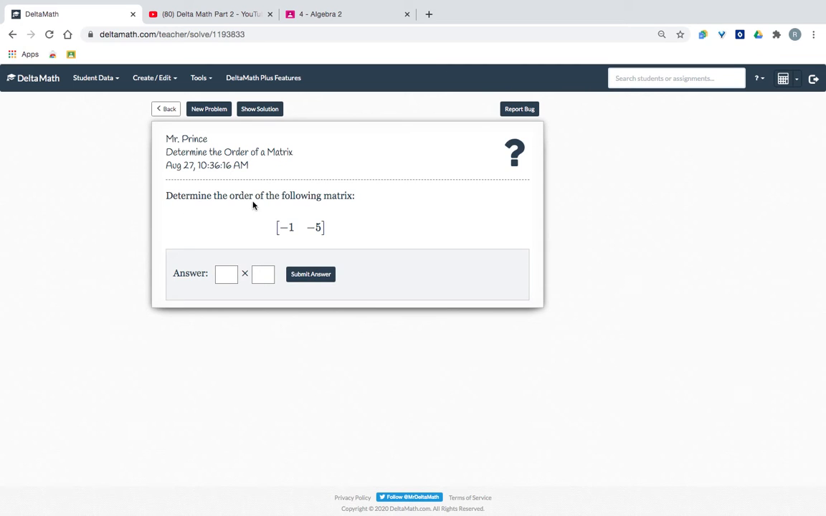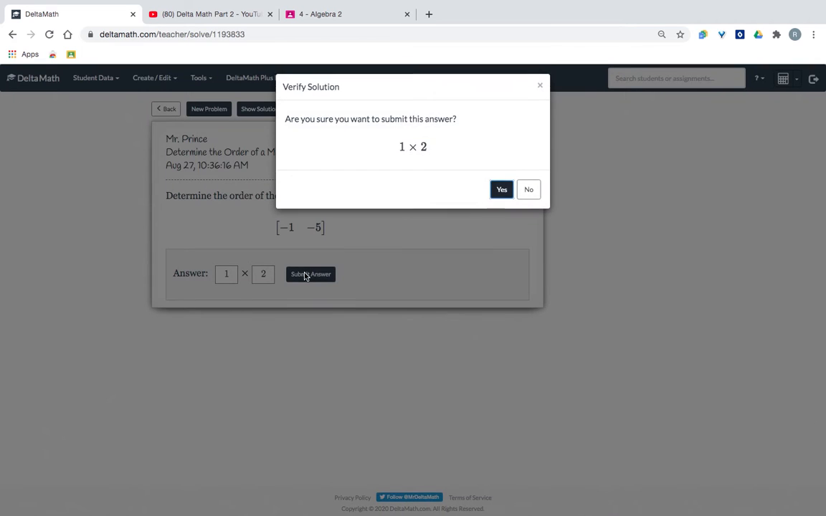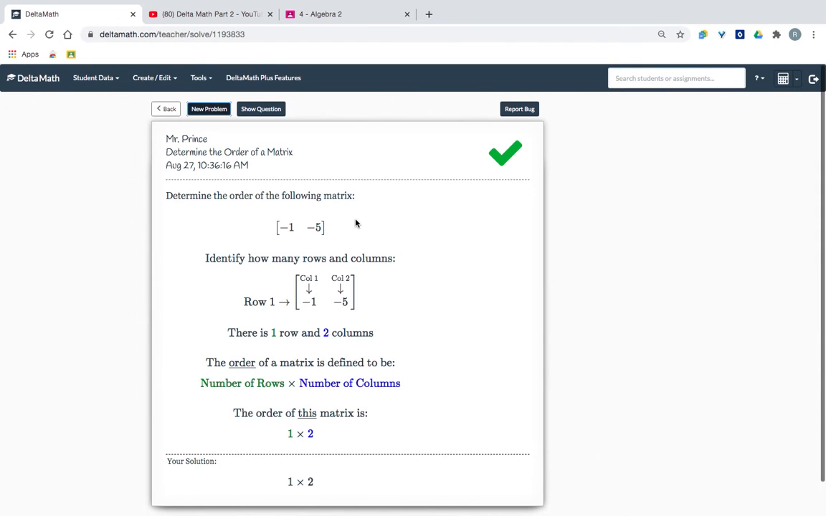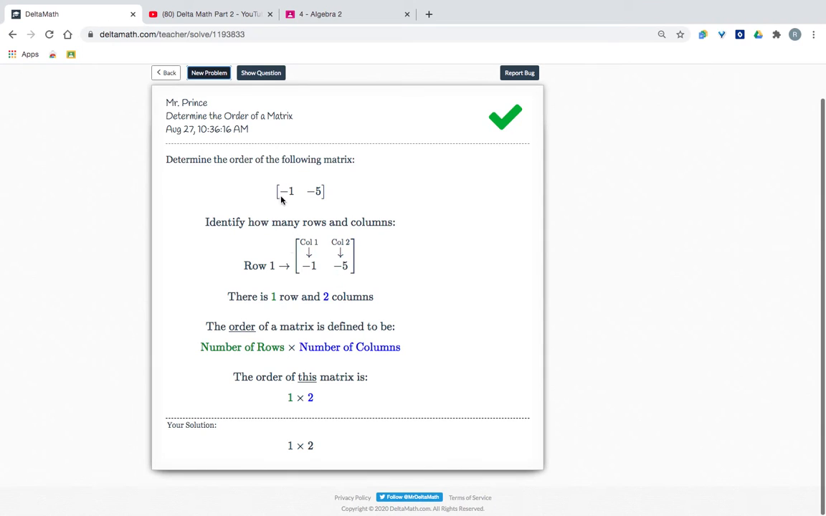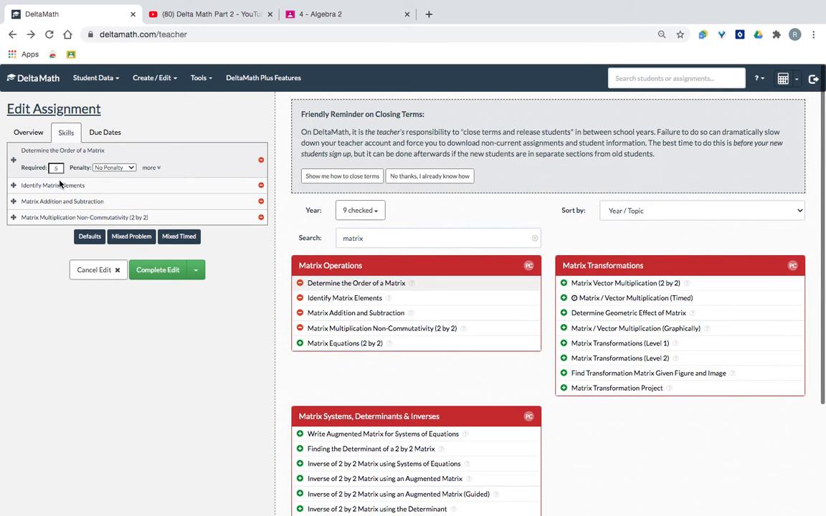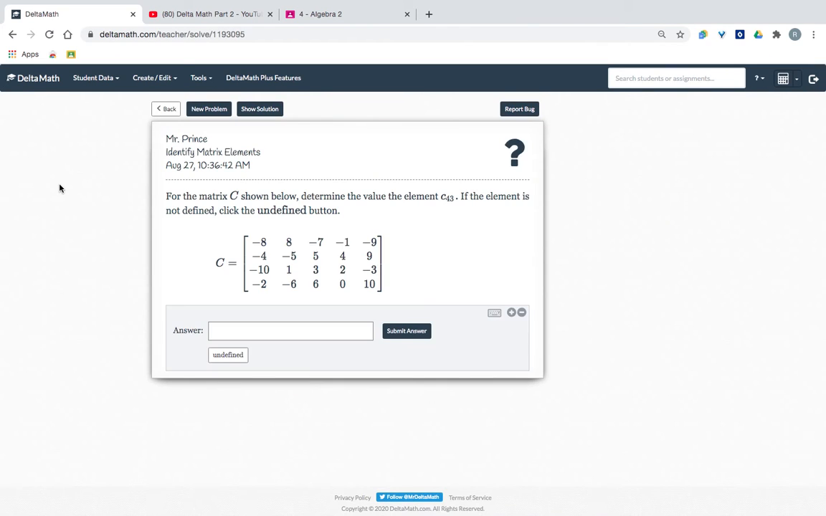Like this one: determine the order of the matrix. That just means how many rows and how many columns. So there's one row and there are two columns. That's your answer. Submit. It even breaks it down and shows you this, okay? So let's go ahead and go back. That's pretty simple. I know I went quick, but it's really pretty quick and easy.